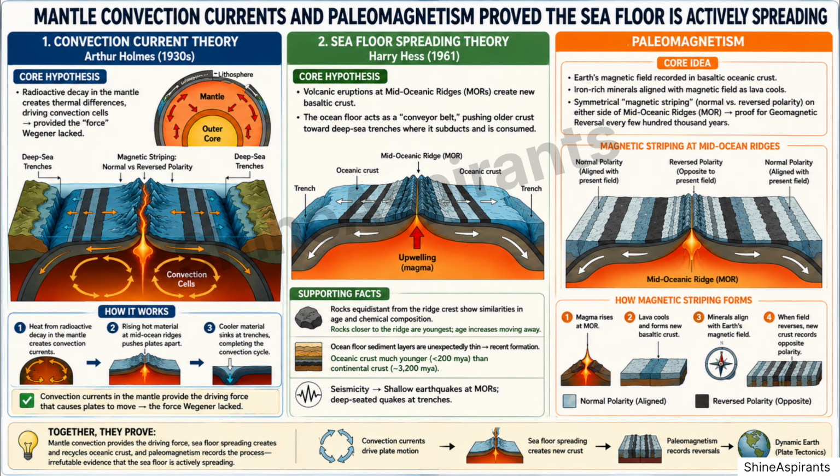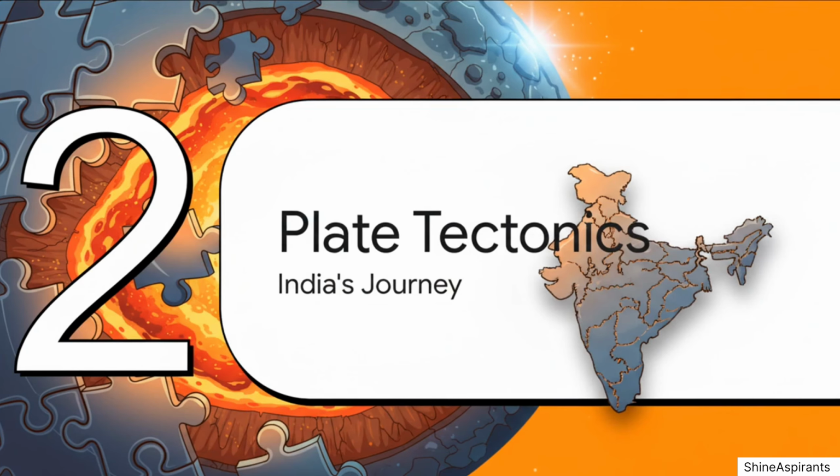Seismicity, shallow earthquakes at MORs, deep-seated quakes at trenches. Paleomagnetism. Earth's magnetic field gets recorded in basaltic oceanic crust as iron-rich minerals align with the magnetic field when lava cools. This creates a symmetrical magnetic striping, alternating normal and reversed polarity on either side of mid-oceanic ridges. This is proof of geomagnetic reversal every few 100,000 years and proof that new crust is continuously being added at MORs. Section 2. Plate tectonics and India's journey.